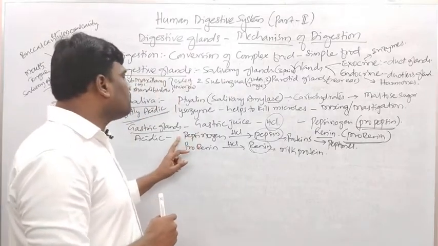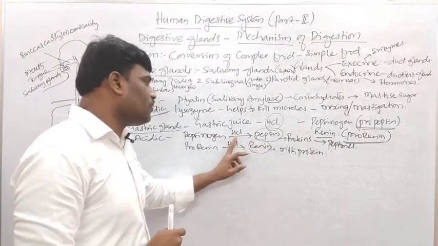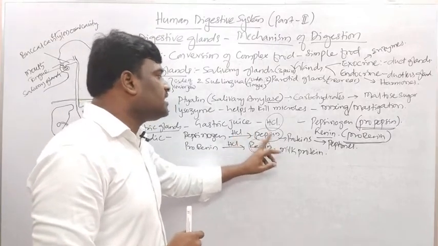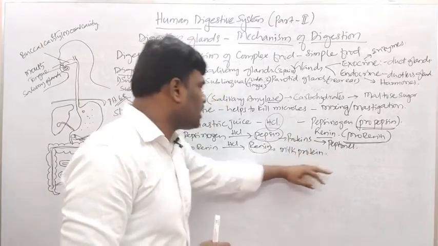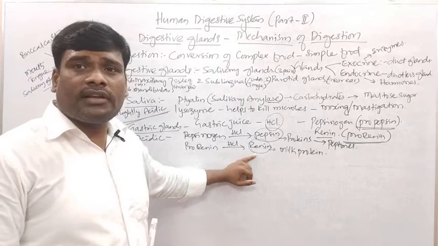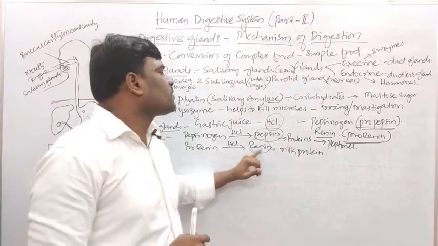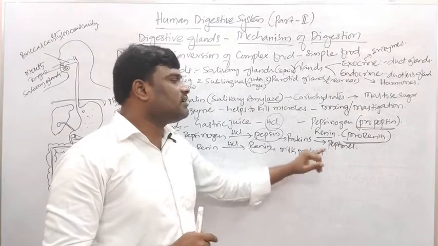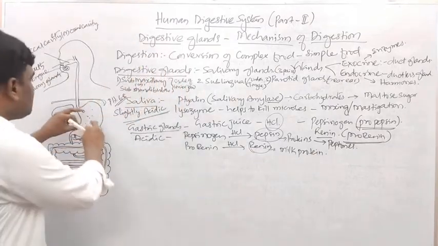So inactive pepsinogen will convert into pepsin in the presence of what? Hydrochloric acid. And this pepsin will digest the proteins into peptones, and renin is also seen. So the renin enzyme is not given in your books, children. This is extra knowledge. So renin acts on a milk protein and converts it into peptones. So that's what we see here, children.